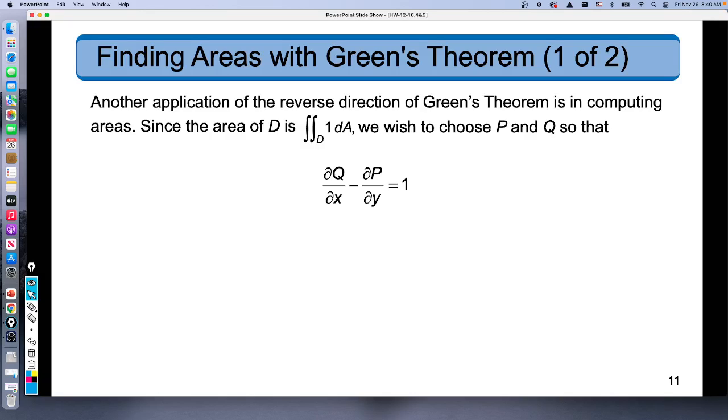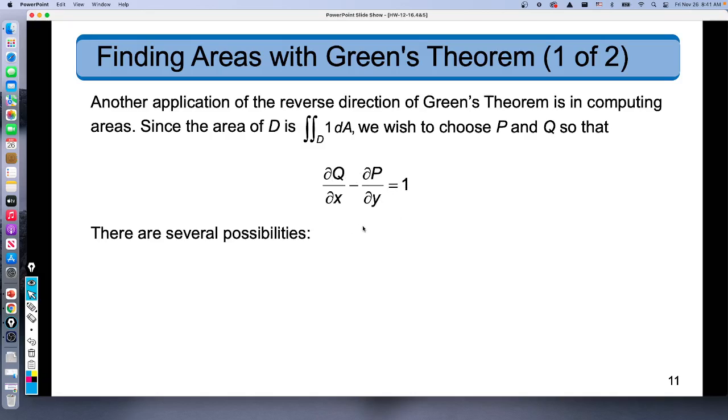Okay, so here's using that reverse direction of Green's theorem. Since we know that when we integrate 1 dA over any region, it gives us the area, what we want to do is choose the functions P and Q so that the difference of their partials equals 1, because again, this is what Green's theorem is telling us. If we have this inside the integral, that's the application of Green's theorem.